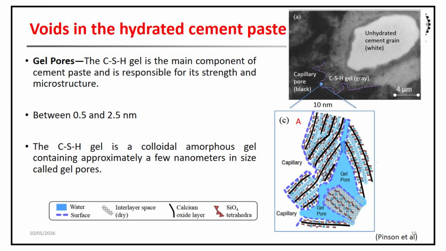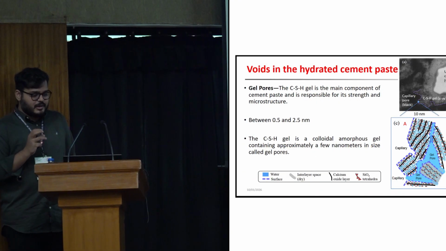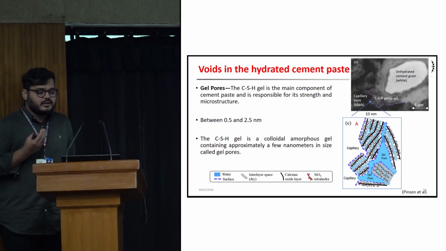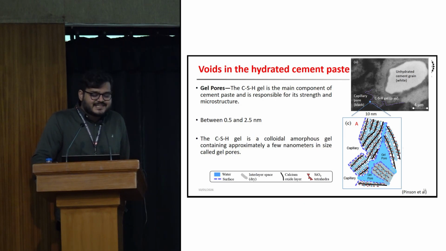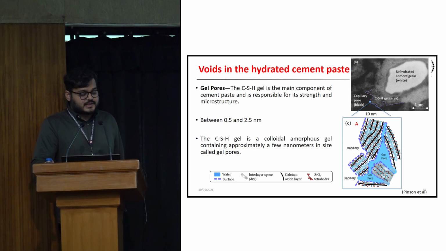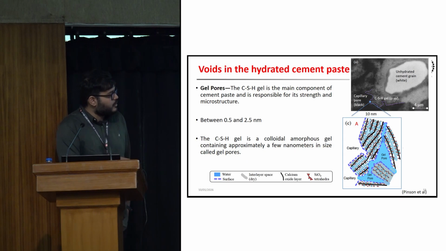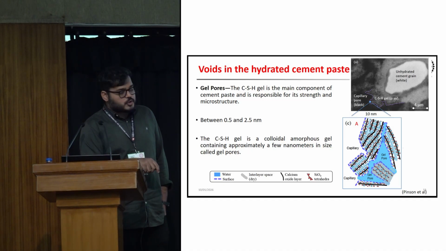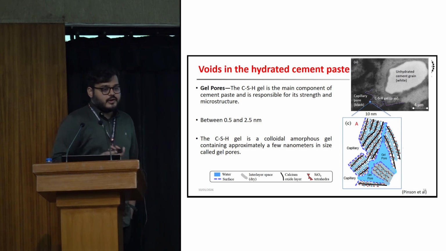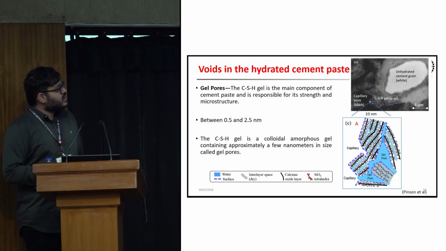So the gel pores are the pores which are very much intrinsic to the CSH gel. These are the pores which are present in the microstructure of the CSH gel. Typically the size is going to vary between 0.5 to 2.5 nanometers. As we saw before, CSH gel has a colloidal amorphous structure, and it has these pores approximately a few nanometers in size. This is the sheet-like colloidal kind of structure, and you can see the porosity here. Now these pores are going to be filled with water, and these are known as the gel pores.